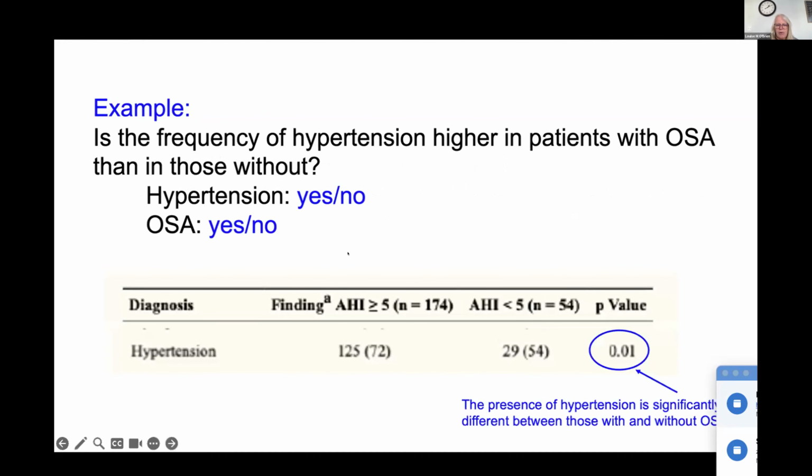But what we see in this example is, these are all people with a diagnosis of hypertension. These are the ones here that have an AHI of 5 or more, so the 72%. The parentheses is the percentage. And this is the less than 5 AHI, so that was 54%. What the chi-squared test is doing is comparing these proportions. So it's comparing 72% with 54%, and the corresponding p-value is telling us that there is a statistically significant difference in these 2 groups. Okay, so there's a statistically significant difference between the hypertension and the sleep apnea.